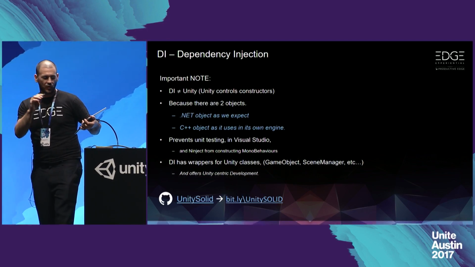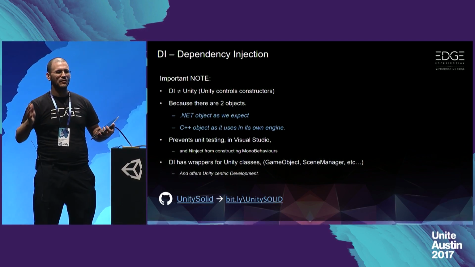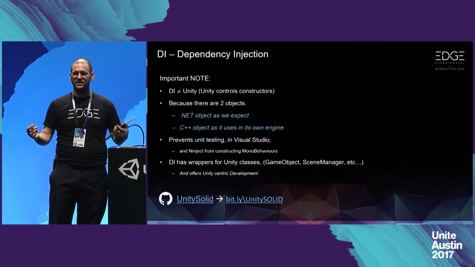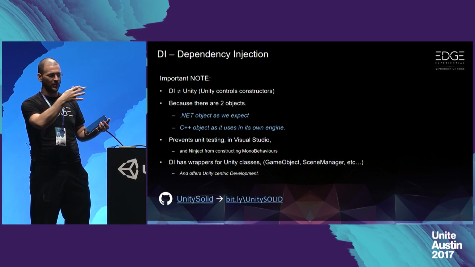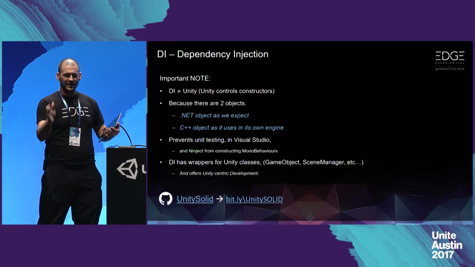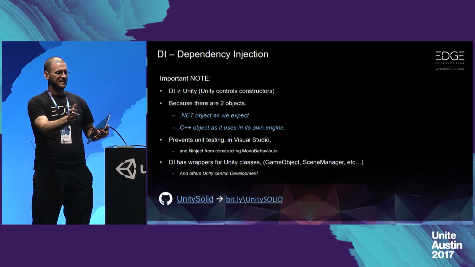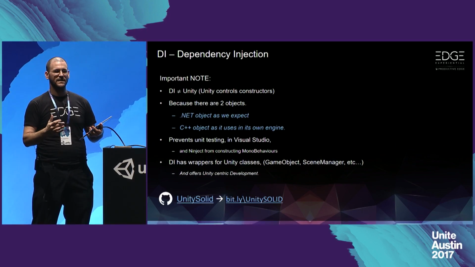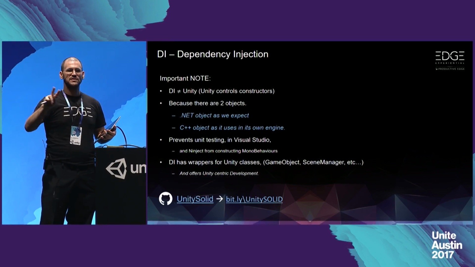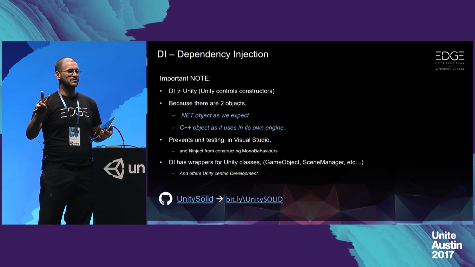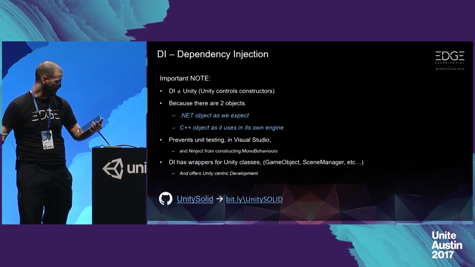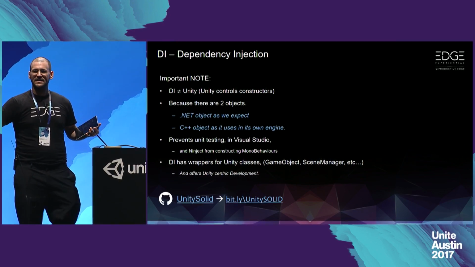Okay, important note. Dependency injection does not work well in Unity. I mentioned this earlier. And that's because Unity needs to control the constructors. And if you haven't seen this, there's some other Unite presentations that deal with this as well. But there is a .NET side and a C++ side. The C++ engine can be dealt with a little faster and has a lot of different reasons for why they do this. But it has two sets of objects for every object we create, at least on the component, something inheriting from Unity's collection of objects. And then we've got the .NET object.